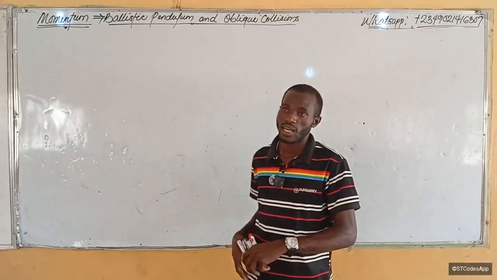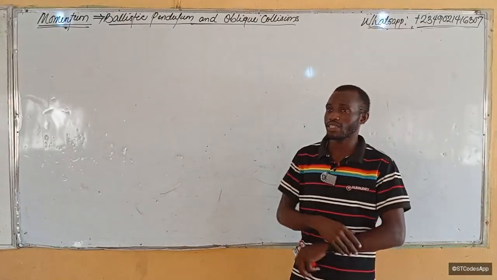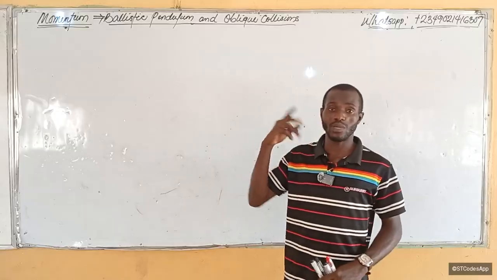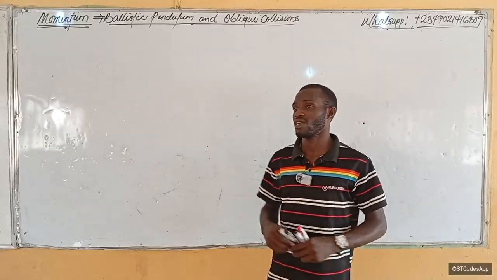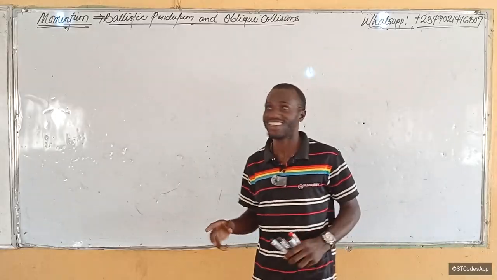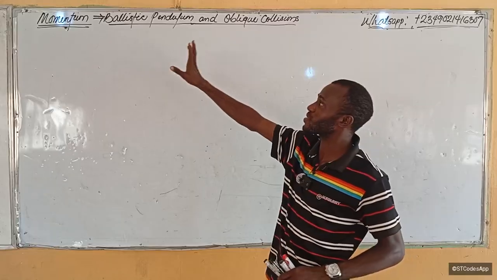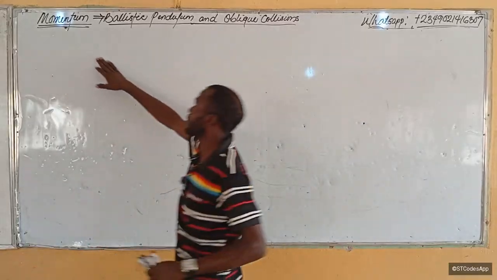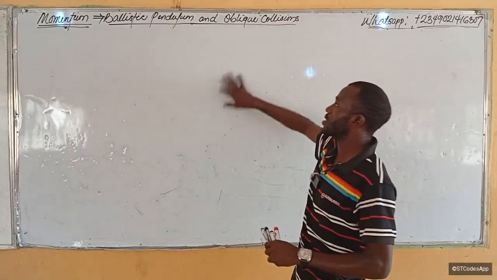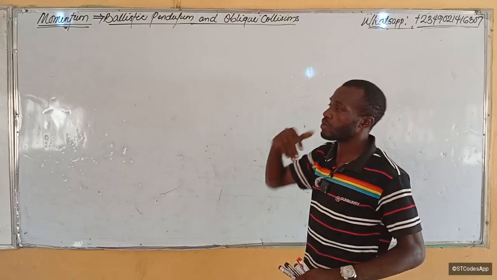Now, yesterday we started dynamics where we talked about momentum, and I couldn't conclude the video because there was no calculator. So today we are going to deal with the last part of dynamics, which is momentum, which is ballistic pendulum and oblique collisions.